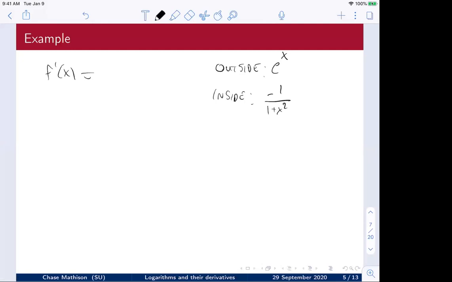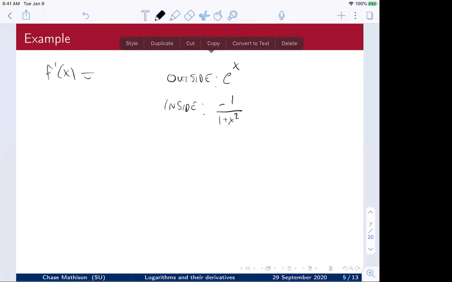So I need to differentiate both of these. Both of these derivatives show up when I take the derivative of the composition. So we'll do the easy one. What's the derivative of the outside? Yes, e to the x. E to the x is its own derivative. It's why it's my favorite function. Okay. What's the derivative of the inside?